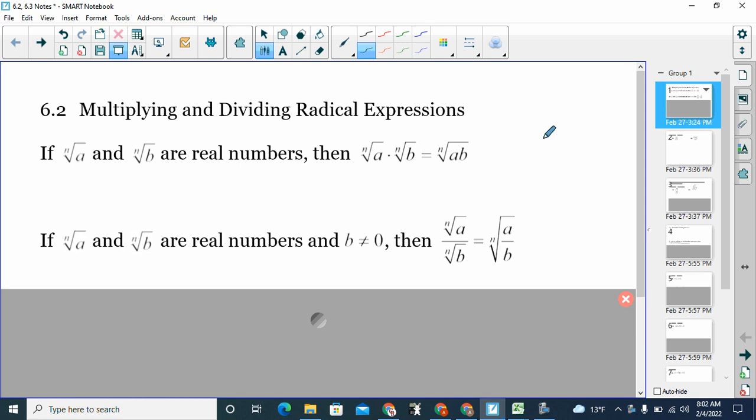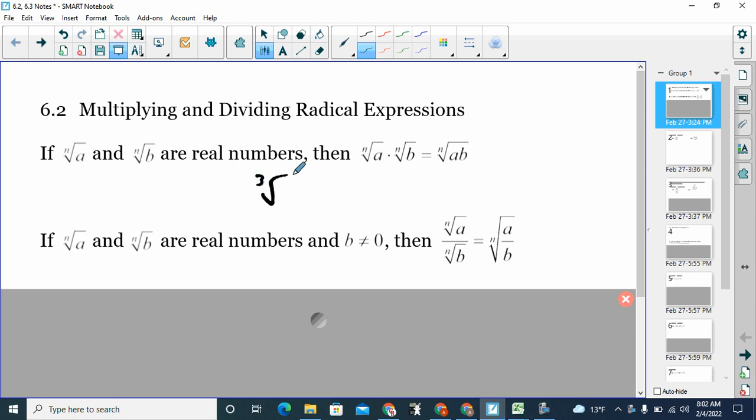It says if the nth root of A and the nth root of B are real numbers, then I can multiply the nth root of A and the nth root of B by just multiplying their radicands and keeping the index the same. Same thing if I divide. I divide the radicands, the index stays the same.